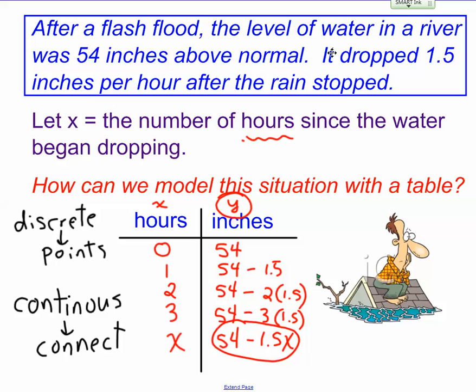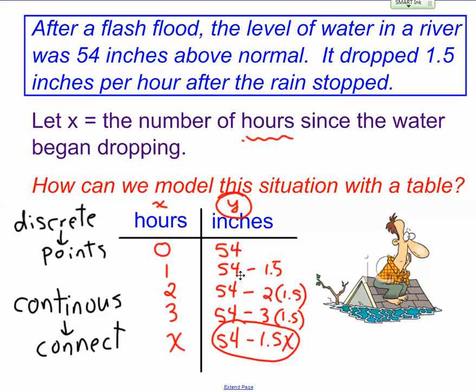After the rain stopped, the water level dropped 1.5 inches per hour. So we let x be the number of hours since the water began dropping. And I said, how can we model this situation with a table? And you guys figured it out. In 0 hours, it was 54 inches above normal.